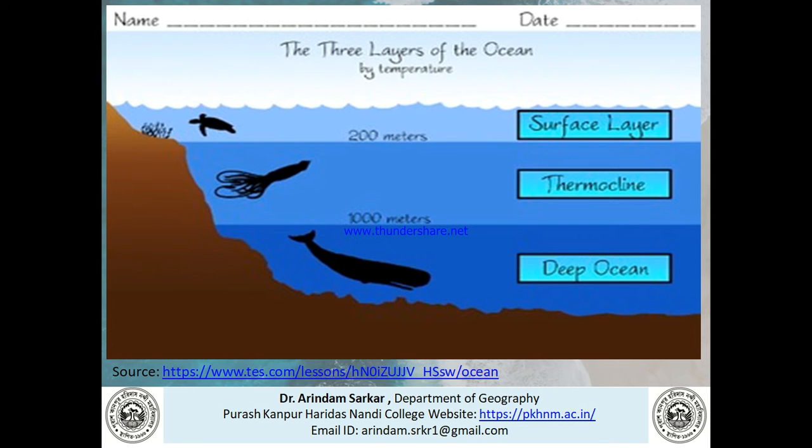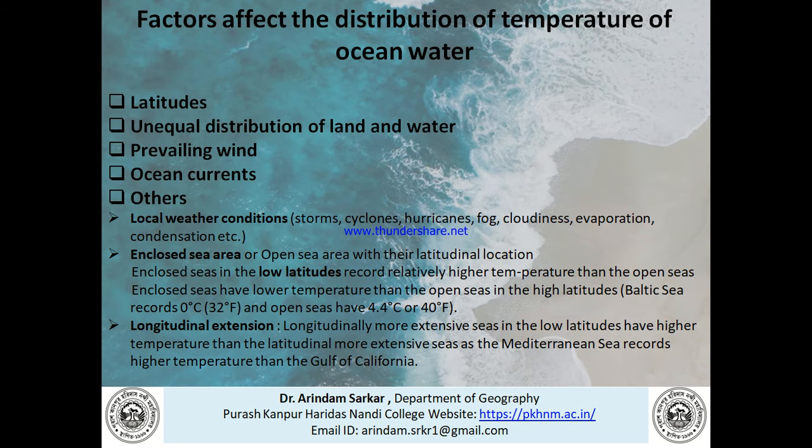That is the diagram of three significant layers: from the water surface to 200 meters, that is the surface layer; from 200 meters to 1000 meters, that is the thermocline; and below 1000 meters, that is called the deep ocean.